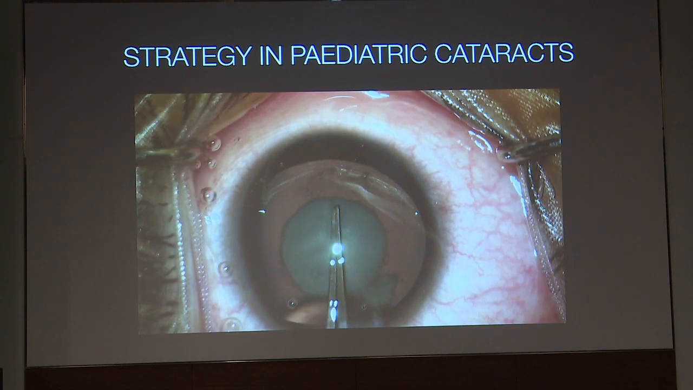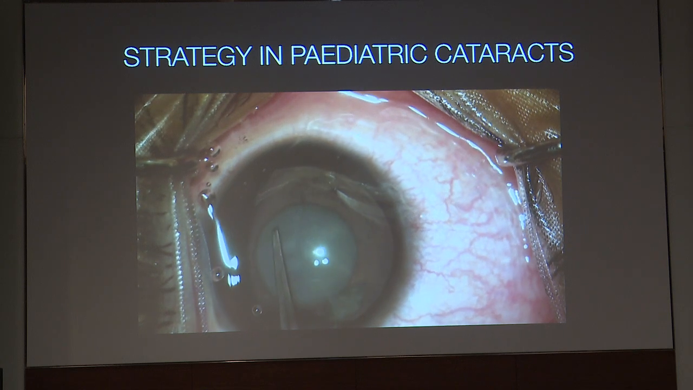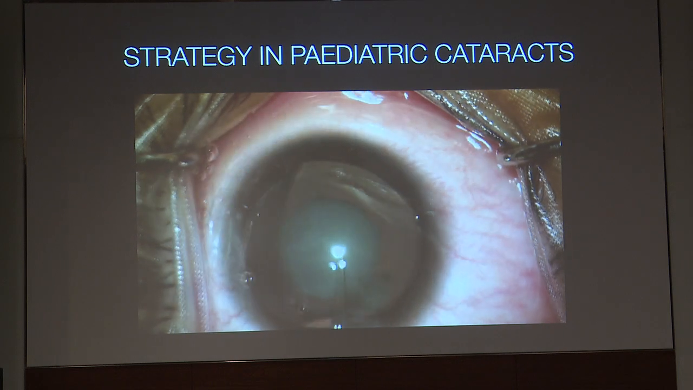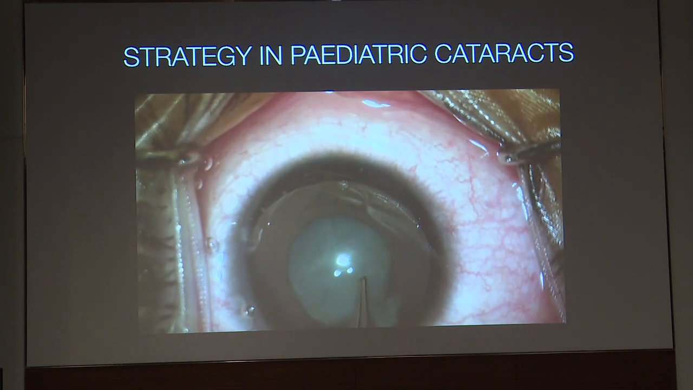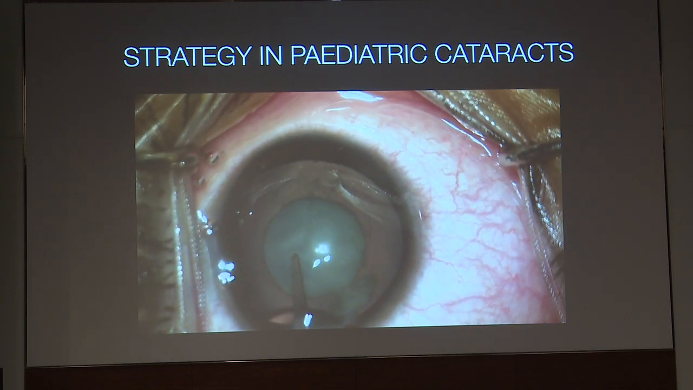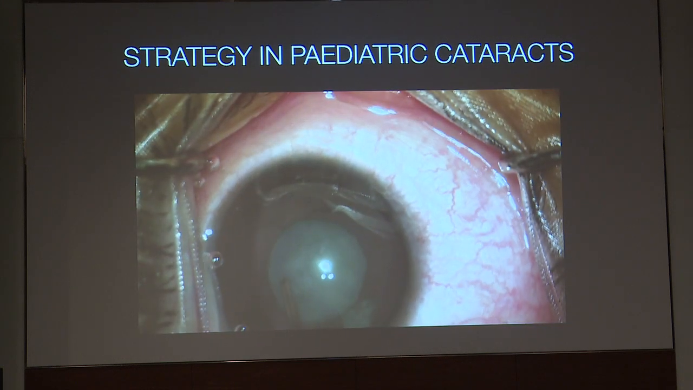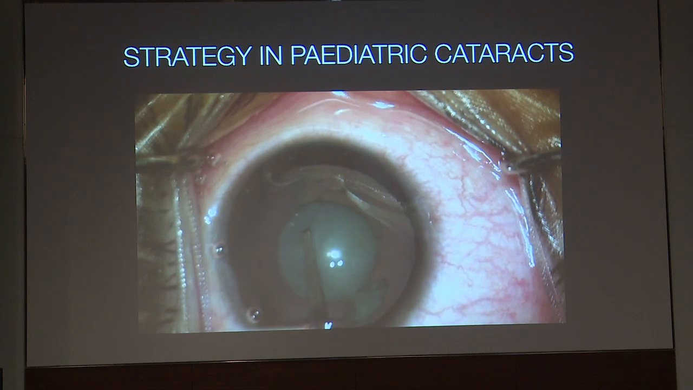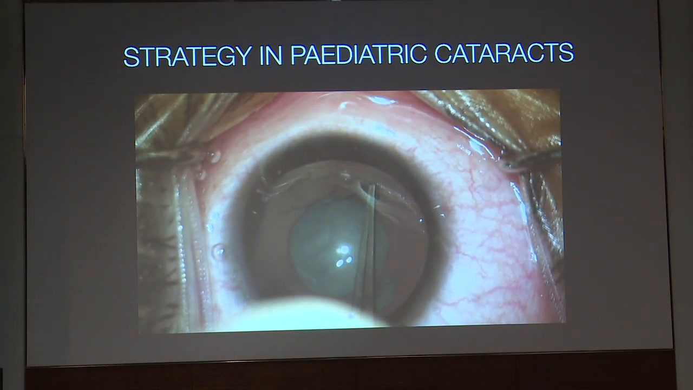Coming to the strategy in pediatric cataracts. In pediatric cataracts, as we all know, the capsules are very elastic in nature. So always stain the capsule, which decreases the elasticity, use a viscocohesive, and do centripetal maneuvering of the capsulorhexis. Try to make a small rexis in this, and you can see the rexis is completed.